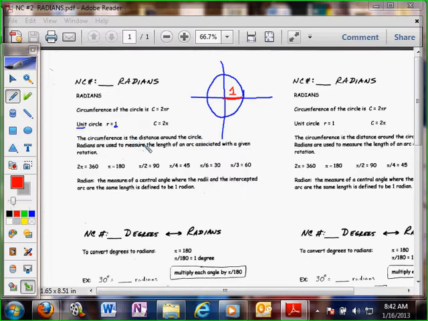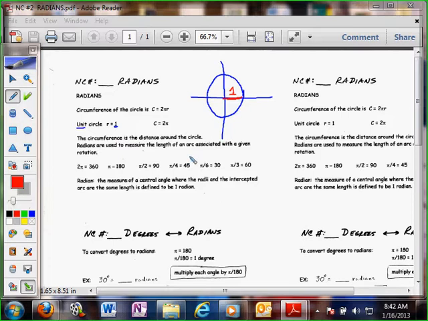That's why it's called the unit circle, because its radius is 1. The circumference is the distance around the circle. You should remember that from probably elementary school. It's the same thing to a circle as perimeter is to a square. It's the distance around it. Radians are used to measure the length of an arc associated with the given rotation. In other words, radians are another way to express the measurement of an angle.